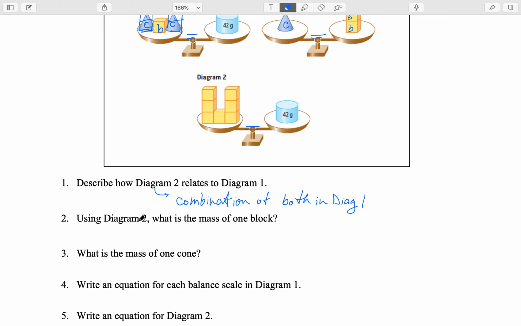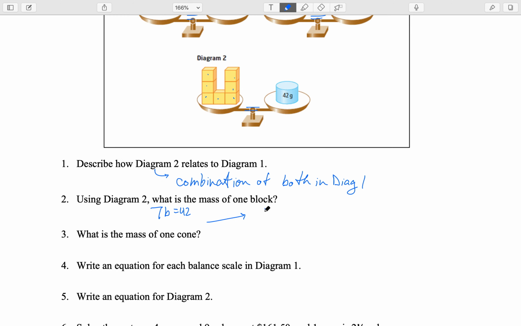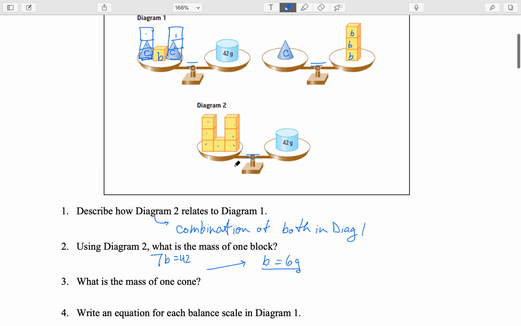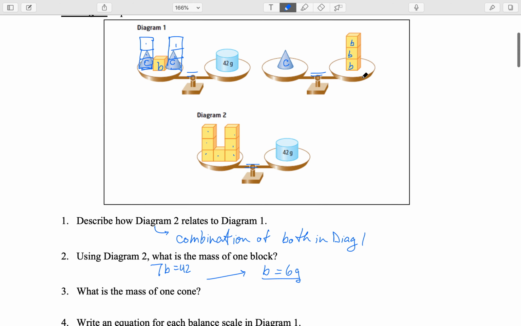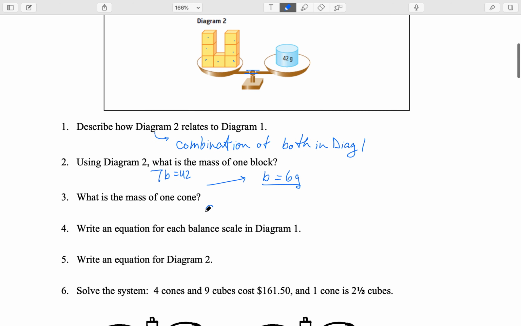Now it says using diagram 2, what's the mass of one block? Well, 1, 2, 3, 4, 5, 6, 7 of them. So if 7 blocks is equal to 42, we can just divide by 7. In other words, one block is equal to 6 grams. Then it says, what's the mass of a cone? But if you go up here, it says a cone is equal to 3 blocks. So this was 6, 6, and 6. A cone should be 18. So one cone is equal to 18 grams.